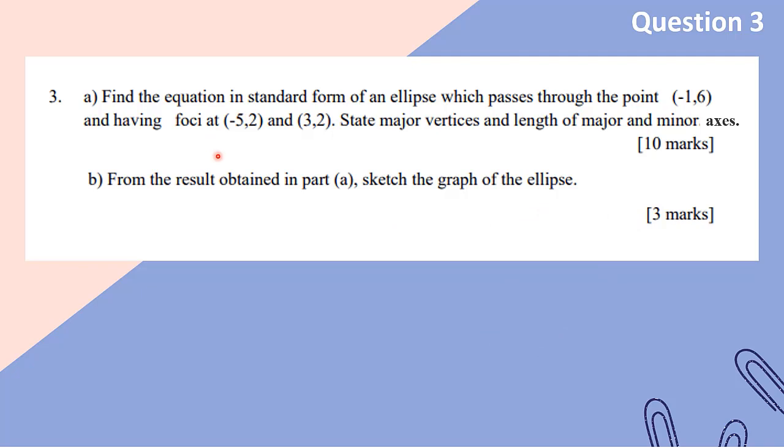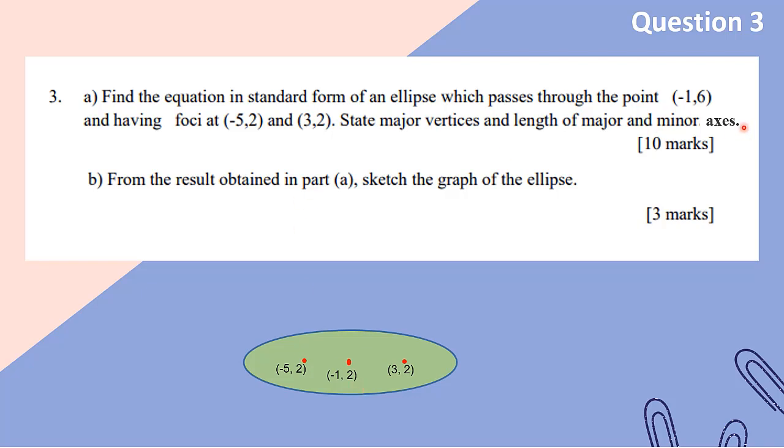Okay, let's look at the information given here. First, we have the two foci. So from the two foci, we can find the center, where the center is the midpoint of the foci. So when we find the midpoint, we have -1, 2.